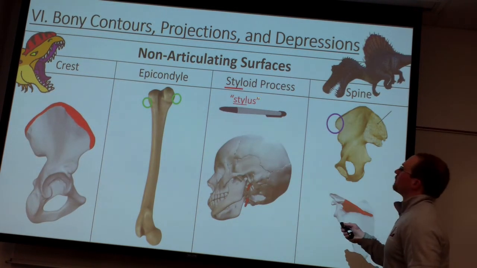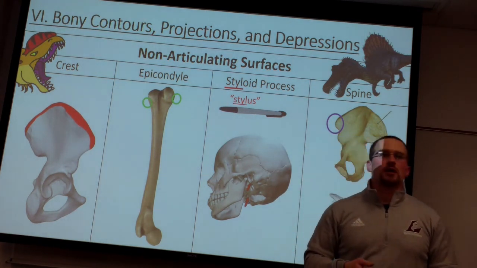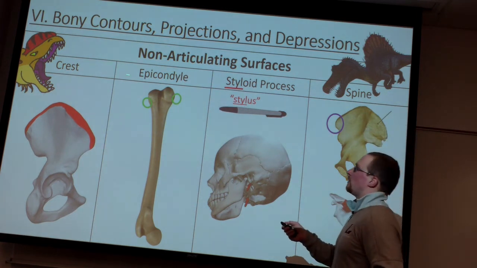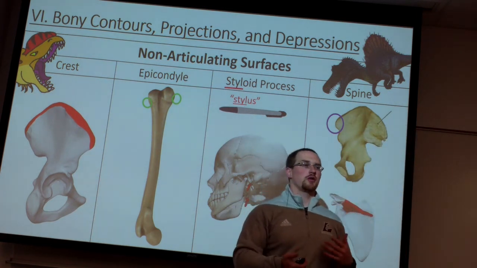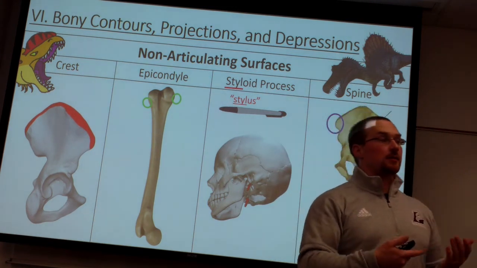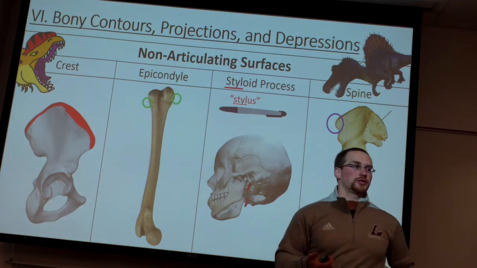So, this slide and the next slide, we've got non-articulating surfaces. Articulating means two bones come together. Non-articulating means they're parts of the bones that do not touch another bone. These surfaces are where tendons and ligaments and other connective tissue are going to attach.